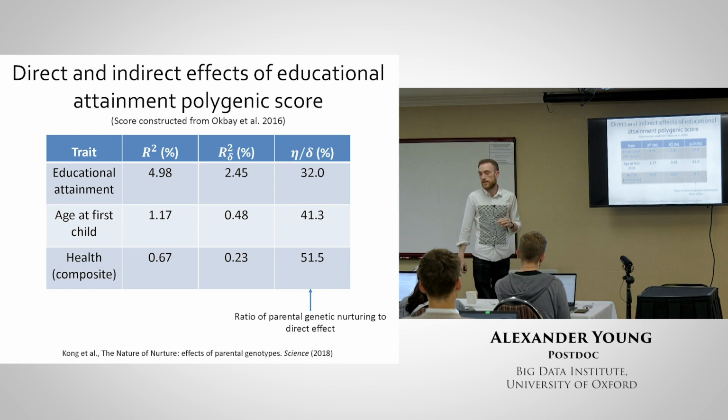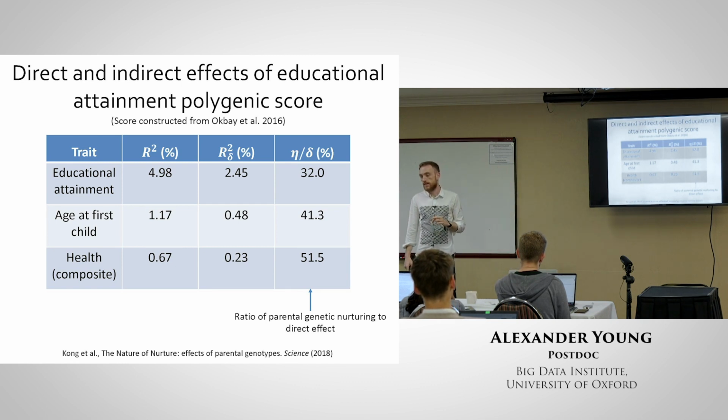Yeah? I was curious, in that paper, did you do an analysis where you looked at polygenic scores of, let's say, age at first child, and then decompose it this way? I know you didn't report that in the paper, but did you do that?